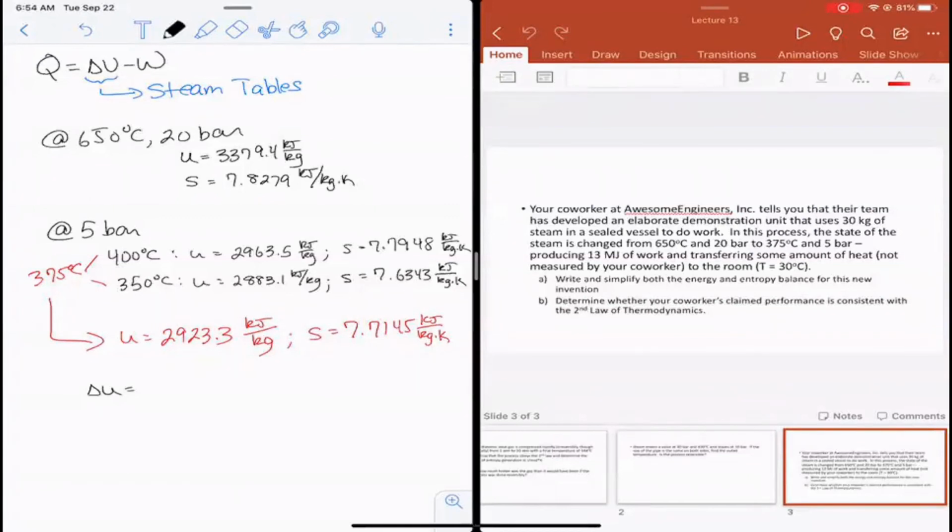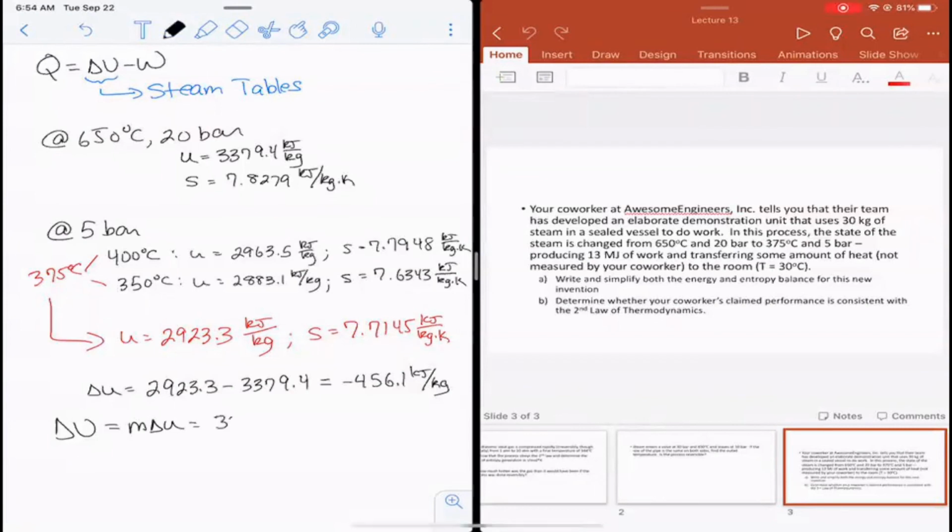And so delta u, the change in the specific internal energy, of course, is just the internal energy in the final state minus the initial state. And we just found the internal energy of the final state, so that was 2923.3 kilojoules per kilogram minus the initial value, which was 3379.4 kilojoules per kilogram. So that was minus 456.1 kilojoules per kilogram. But of course, delta U is equal to, not m dot because it doesn't flow, it's just equal to m times delta u.